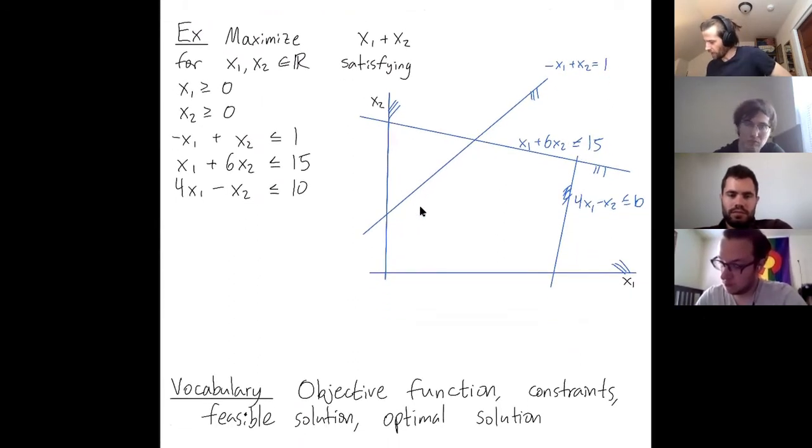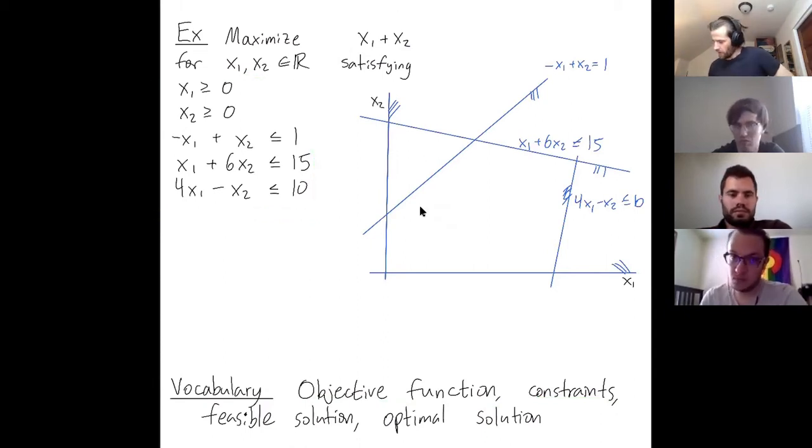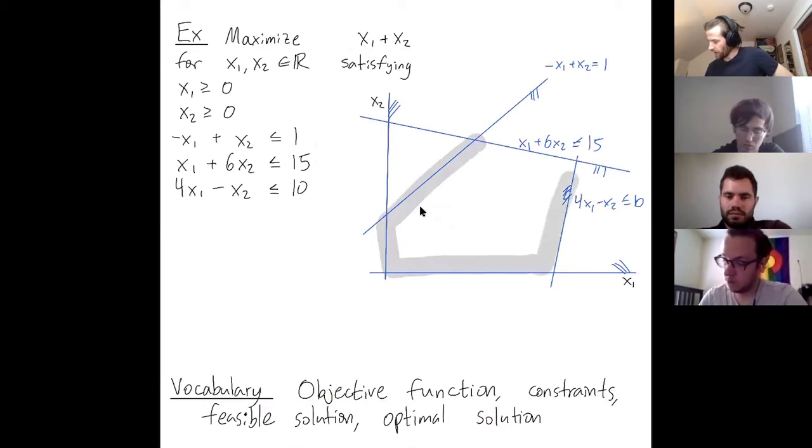So just some vocabulary. The objective function is what we're trying to maximize or minimize. Here, the objective function is x1 plus x2. We're trying to get as far in that direction as possible. The constraints are all of these. So I just drew all the constraints for you. The feasible region is the region where all of the constraints are satisfied. So this right here in the interior is the feasible region. Right, those are the possible places where we could look for solutions.